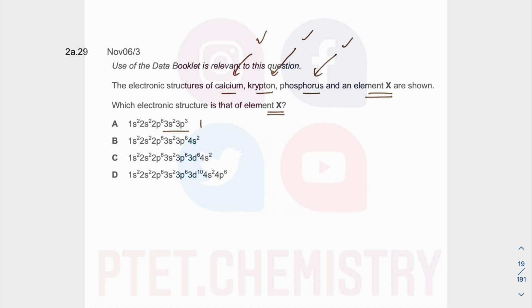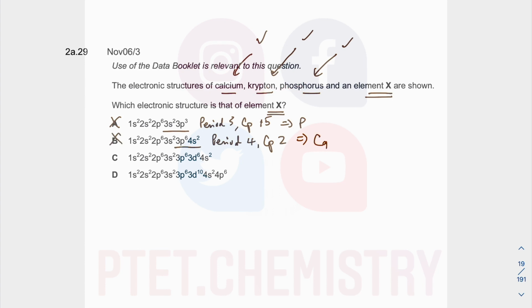This is period 3. This is group 15 because there are 5 outer shell electrons, 2 plus 3. Okay, so period 3, group 15, that is phosphorus. So that one is not what we want because X is not phosphorus, X is not krypton, X is not calcium. Alright? This is period 4 because you can see the 4s2 and there's 2 electrons in the s orbital. So this is group 2. That is going to be calcium. Again, that's not what you want.